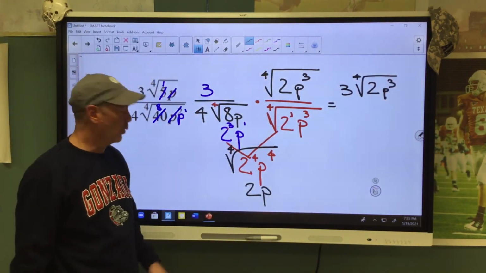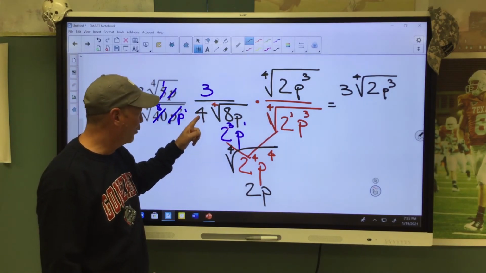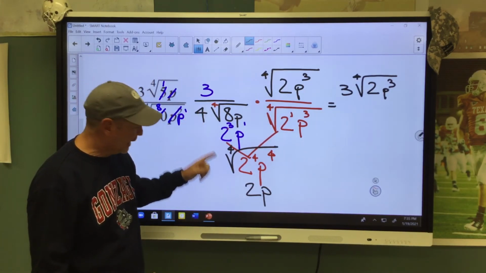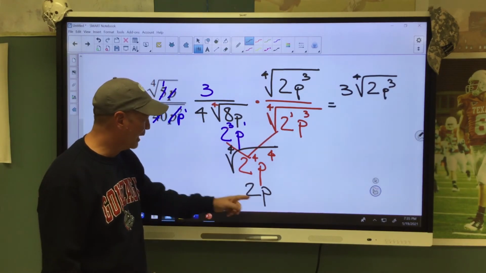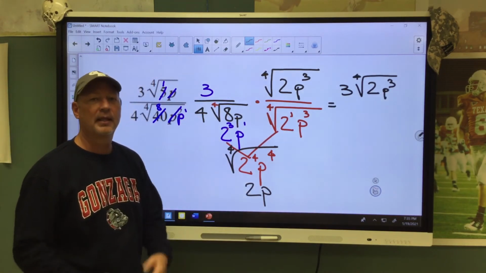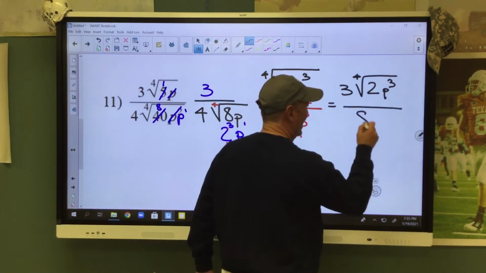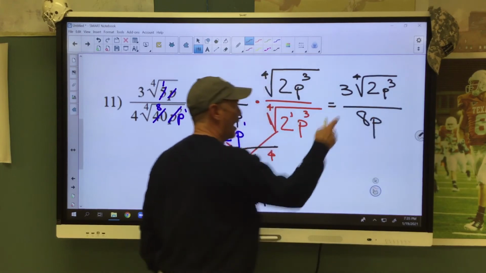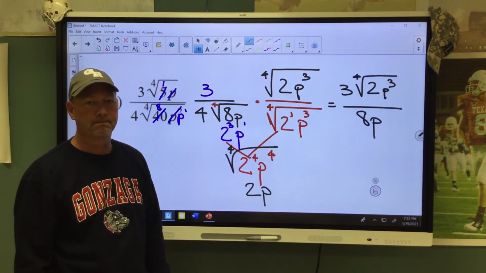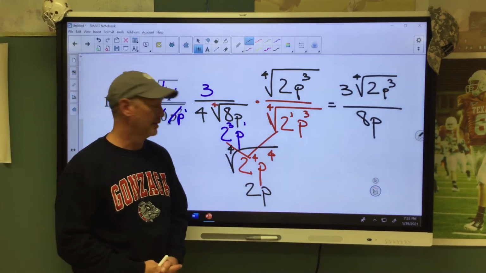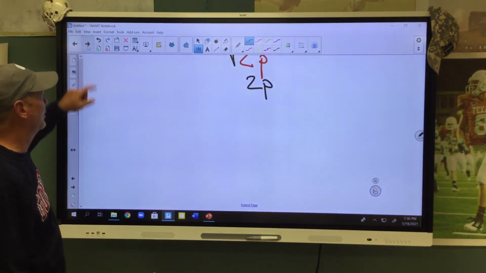Look at the denominator. What did I have? I already had a 4 on the outside. I had a 4 sitting here, and they ended up taking out a 2p. So what is 4 times 2p? That gives me 8p. In the denominator, 8p. And that would be my final answer, right there. Still, it's going to take practice. Let's see if I have one more. I think I might have one more for us to practice with.